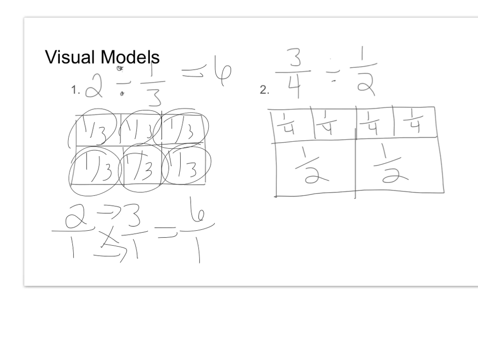In our second example, we have 3/4. So we have 3 out of the 4 pieces, and we want to know how many halves can fit in those 3 out of 4 pieces. You have 1 whole half that fits in there, and then you have half of the other half. So that is how you get the answer of 1 and 1/2.